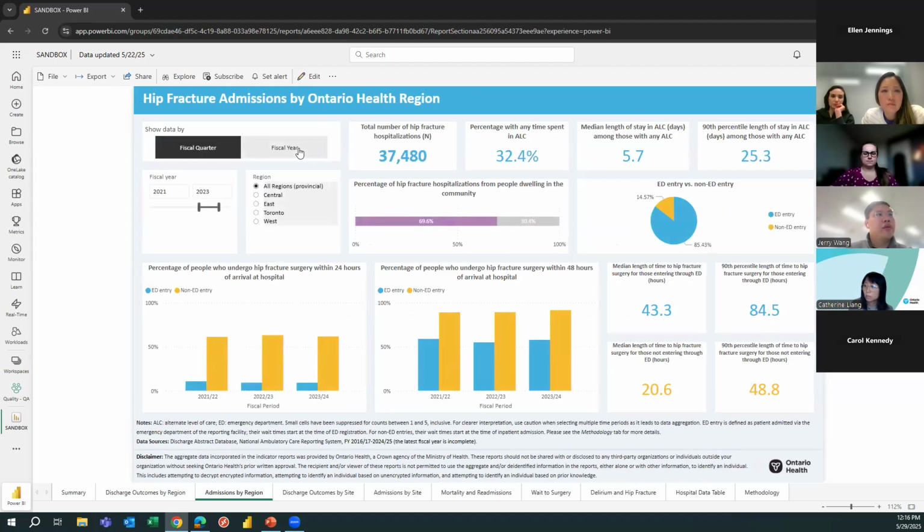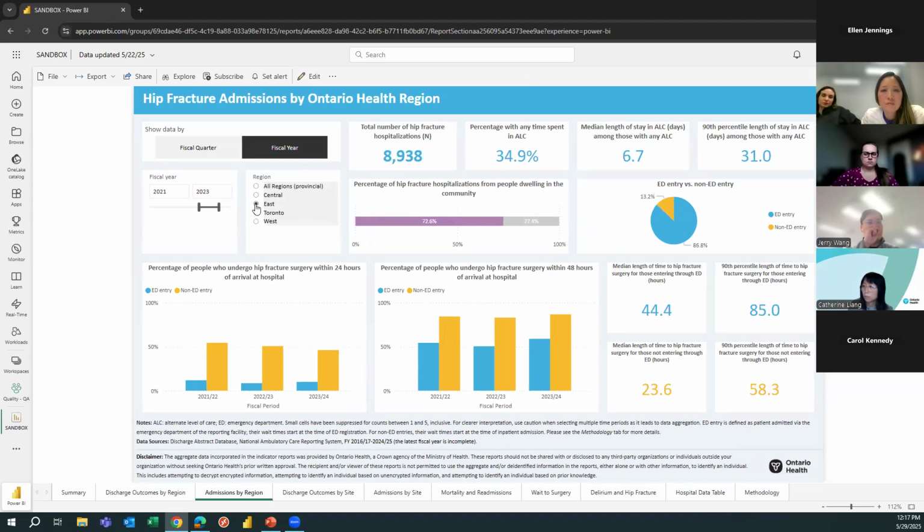Again, we can do fiscal quarter and fiscal year, but in this situation, we have at the top percentage of ALC, median length of stay in ALC, and the top 90 percentile of ALC for each region. And in the middle, we have percentage of hip fracture hospitalizations from people dwelling in the community. And so you can see a majority of individuals who get admitted for hip fractures come through the community. And we have some wait time information at the bottom here.